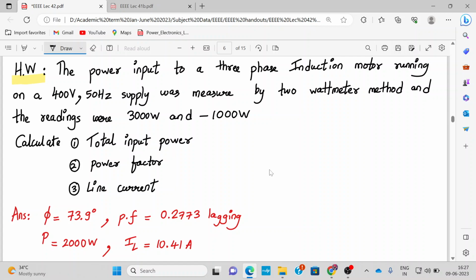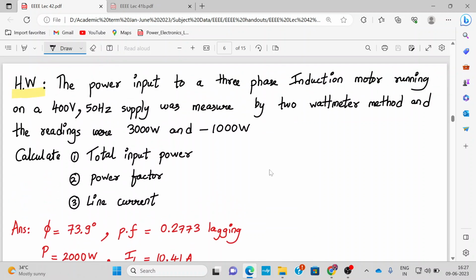Okay, so yeah, that is all from this lecture. We have solved around 4 numericals on 2 wattmeter method for power measurement. Next time we'll start with the next module, that is module number 4 on electrical machines, and the first topic will be transformer. Alright, so that's it for today. Thank you all for joining.